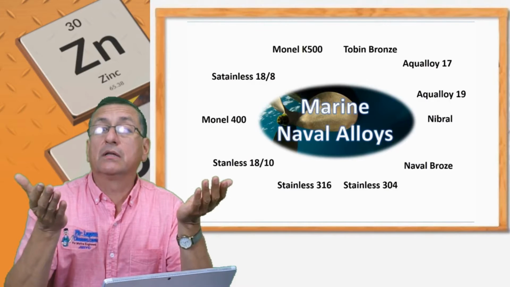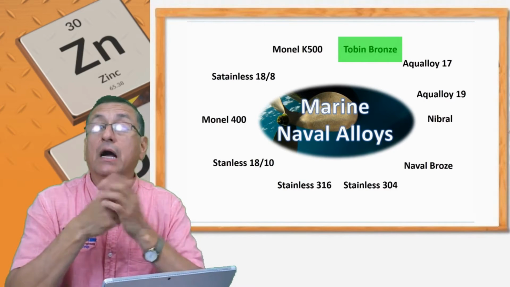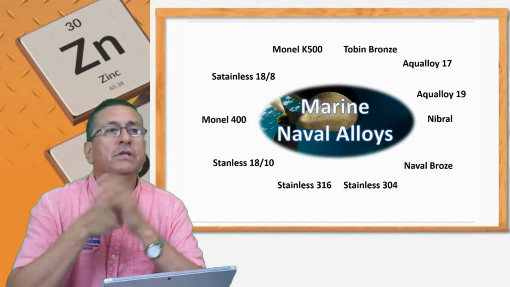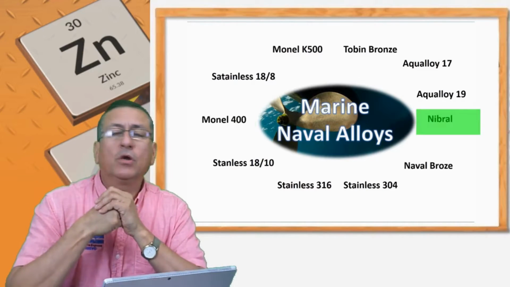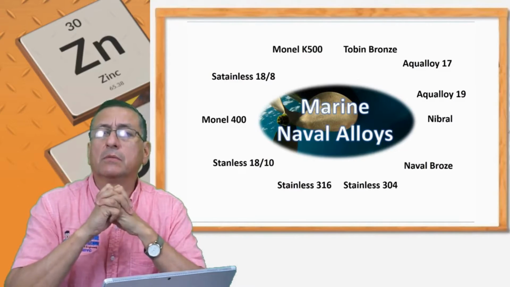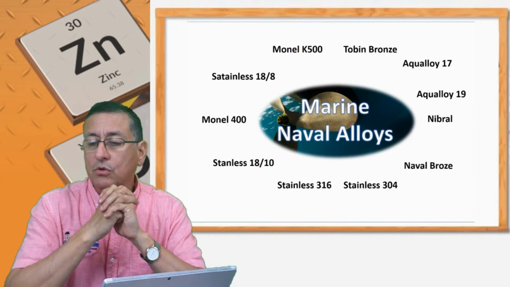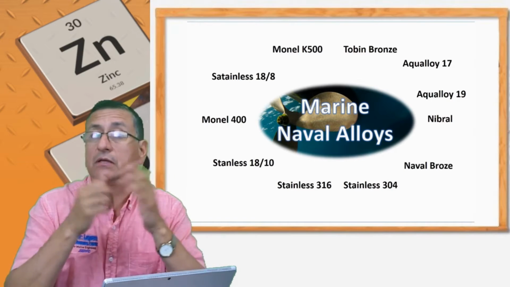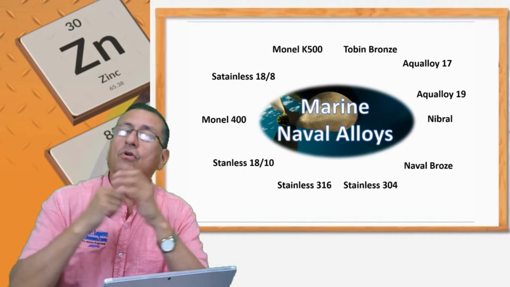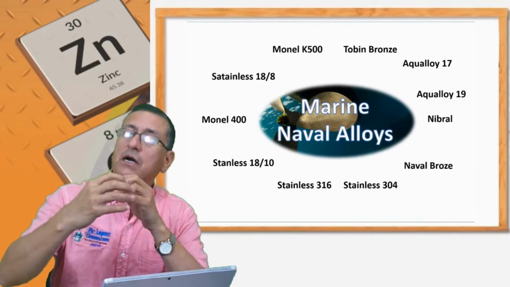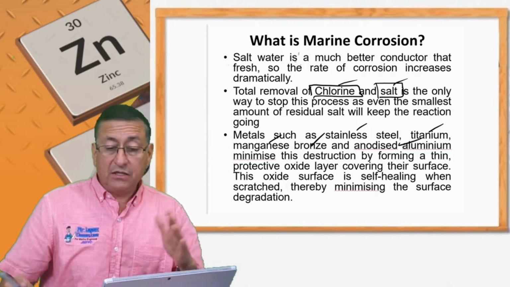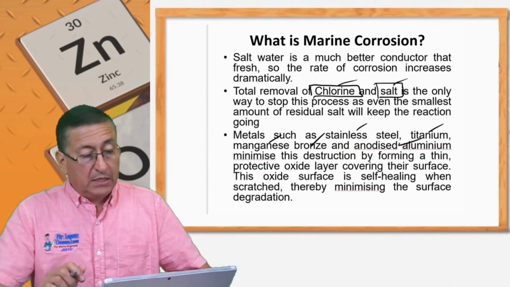You remember Tobin bronze, Aqualoy, Monel, what is the other one? Nibral. Those are marine alloys, naval alloys, bronze. Those alloys are approved for marine environment because those alloys minimize the process of corrosion, and those alloys are self-protected. Okay, the oxide on the surface protects the metal.